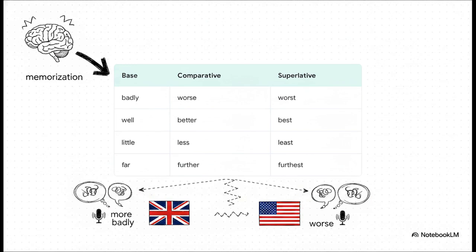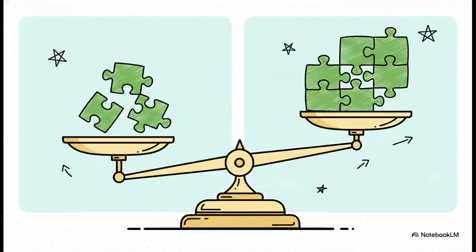So, the crucial point here is that while those regular rules are great, the irregular comparisons, you just have to sit down and memorize them. Badly becomes worse and worst. Well becomes better and best. Actually, there's a really interesting linguistic quirk here regarding the transatlantic divide. When using verbs like need or want, British speakers tend to say "more badly," as in, "I need this job more badly." But American English leans hard into that irregular comparative, saying, "I need this job worse." Kind of neat, right?